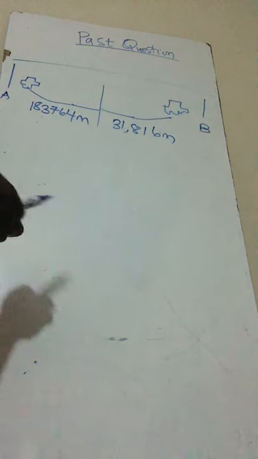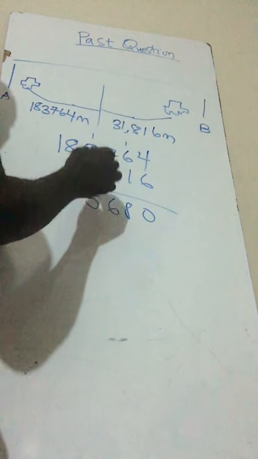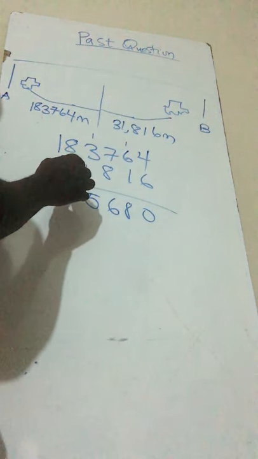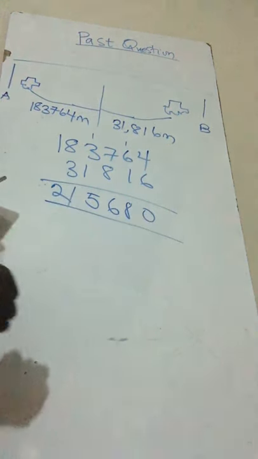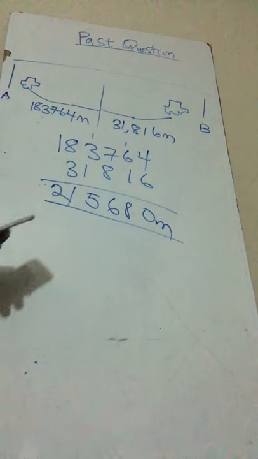So what is the distance between the two towns? It's just a matter of adding these two. You get it? Because this one moved from here and reached here, and this one moved from here. So if you want to find from here to here, you just have to add these two. Simple as that. So let's add this. 183,764 plus 31,816. This is 0, this is 8, this is 6, this is 5, this is 1 and this is 2. So this is the distance, 215,680 meters. But we've been asked to convert this to the nearest kilometer.